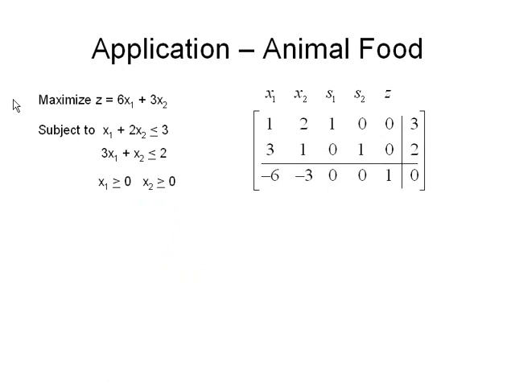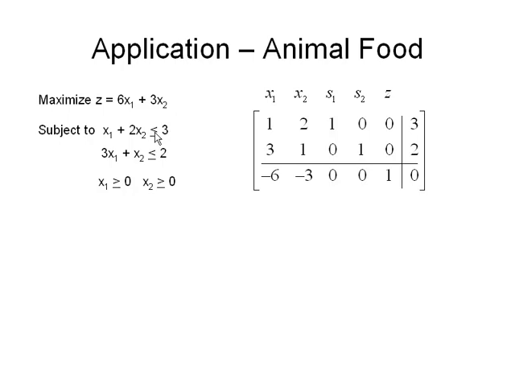Now that I have my standard maximization problem, I need to start my simplex method by coming up with my initial simplex tableau. In the objective function, I put everything on the left-hand side, and that leaves me with the bottom row in my simplex tableau being minus 6, minus 3, 0, 0, 1, 0.